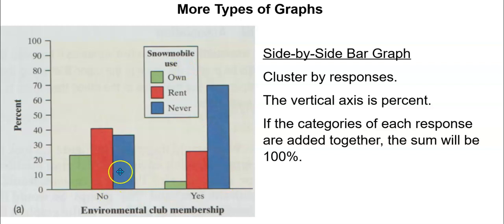Now, this information comes from members of an environmental club, the percent of club memberships, people that said no, people that said yes, and then snowmobile use. This blue bar right here says I am not an environmental club member, and I own a snowmobile. In red, I am not an environmental club member, but I rent a snowmobile. And then in blue, these people are not members and they never rent a snowmobile. And then same over here in the colors.